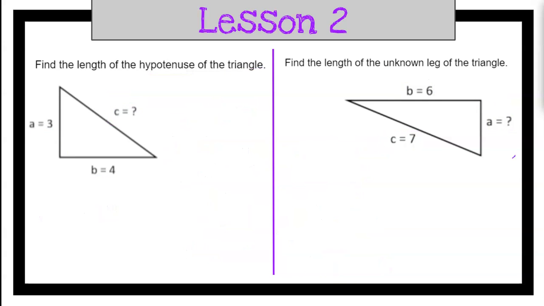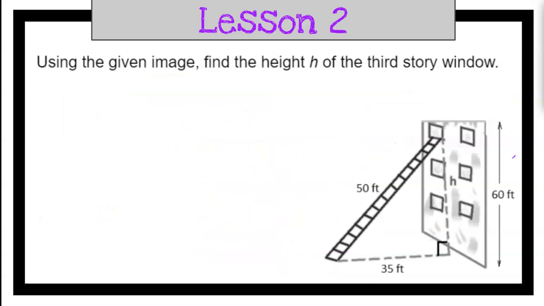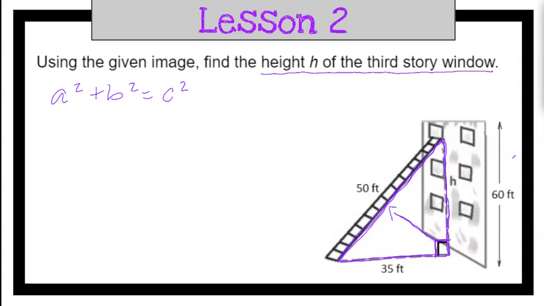One last example here, we have a word problem. So using the given image, find the height h of the 3rd story window. So if we look, the height of that 3rd story window and the distance away from the ground with the ladder form a right triangle. So we just have to assign our variables a, b, and c. So I always like to start with C, the hypotenuse, because it's across from the right angle. So if we draw that line across from the right angle, that gives us our hypotenuse, or C. So C is 50.